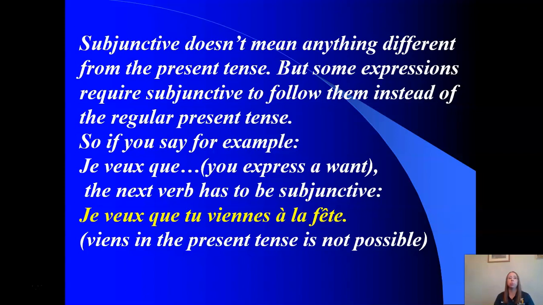So if you say, for example, je veux que, because it's an expression that shows want, the next verb has to be subjunctive. So you say, je veux que tu viennes à la fête. I want you to come to the party. If you put vient in the present tense instead of vienne in the subjunctive, it wouldn't be right. Would people understand you? Yes, of course. But it means something. So it means the same thing.